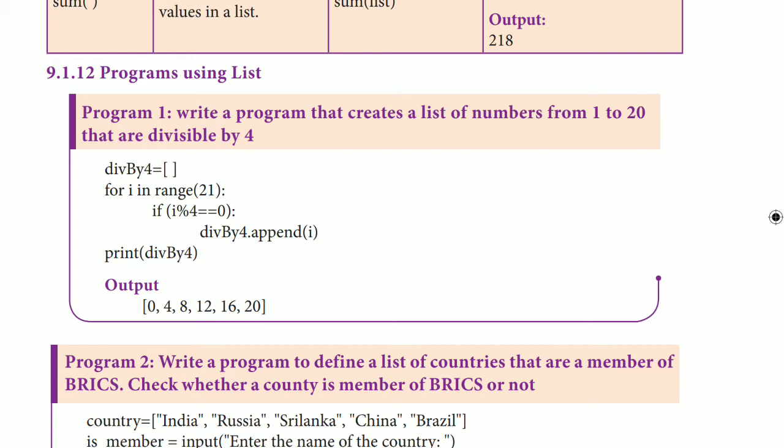So they have given one example program. If i percentage 4 equal to 0, then the remainder value of the values from 1 to 20 that are divisible by 4 will be 0. So they are checking that condition and adding that value to the list named div by 4. Div by 4 is an empty list at the start, but at the end you can see that 0, 4, 8, 12, 16 and 20 are the numbers that are divisible by 4.